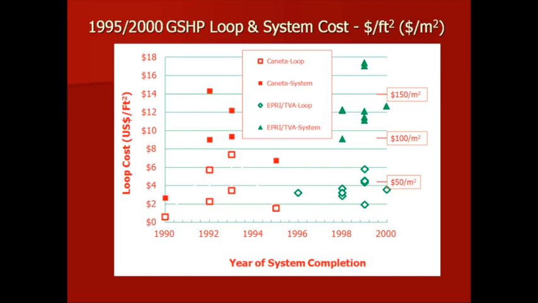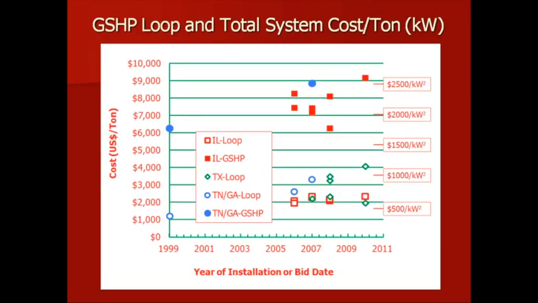Here are some earlier studies: the 1995 study, and this was about a 2000 study. You can see the ground loop cost back in 95 was a much larger portion of the total cost than it is in the more recent studies.